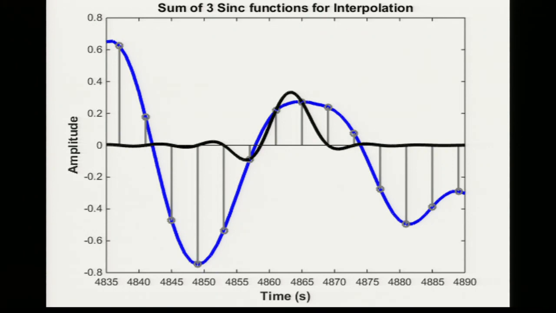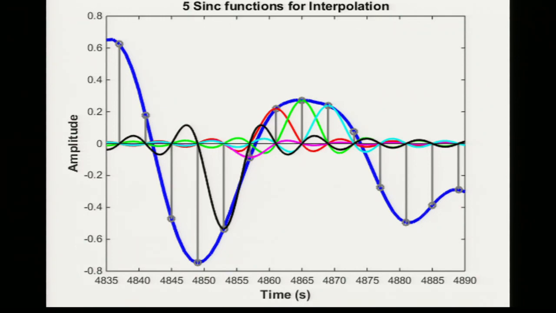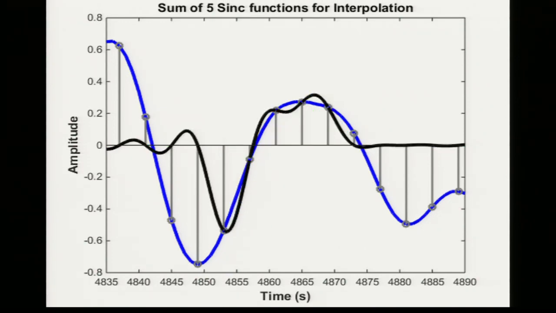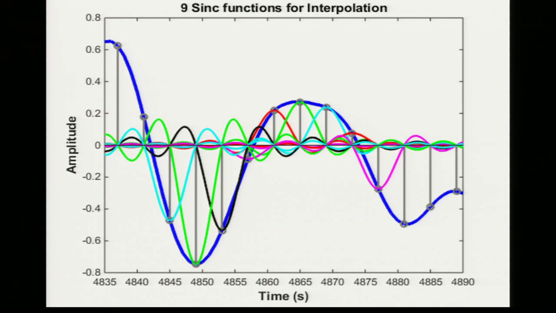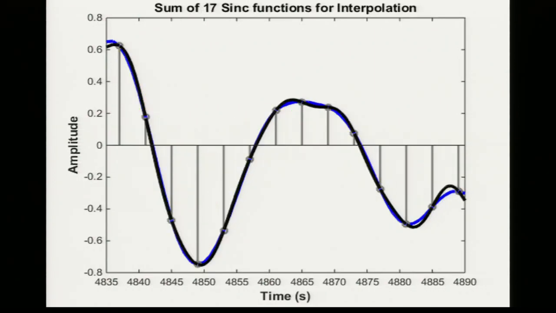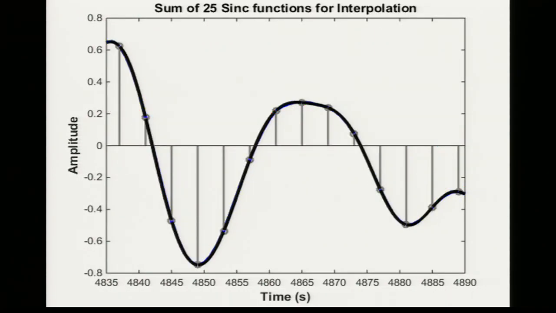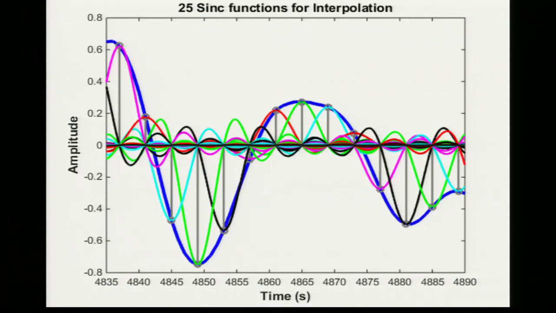So hopefully you can see where we're going with this. As we keep adding sinc functions at different times, we can keep improving it. As we go, there's a sum of 5, 9, and 17. I think I went to 25 because 25 made it look the best. So you can see that if you really want to, you can take this signal and break it into a bunch of sinc functions and represent that signal in this basis. Each one of these sinc functions is kind of a Lego brick that you can use.